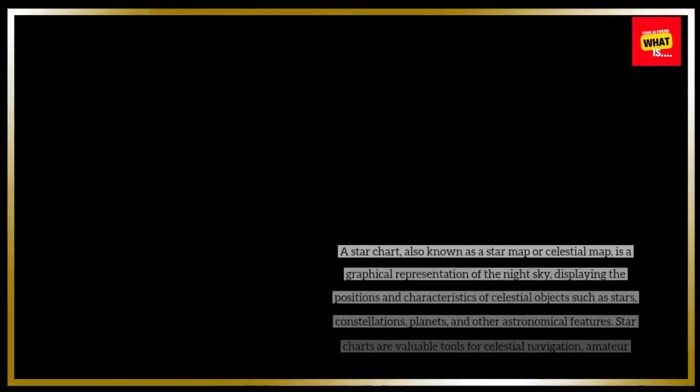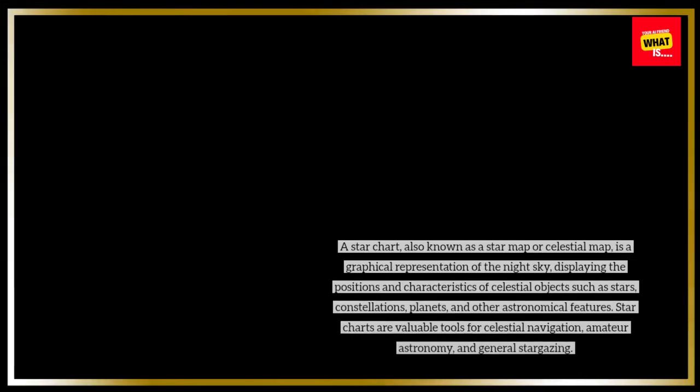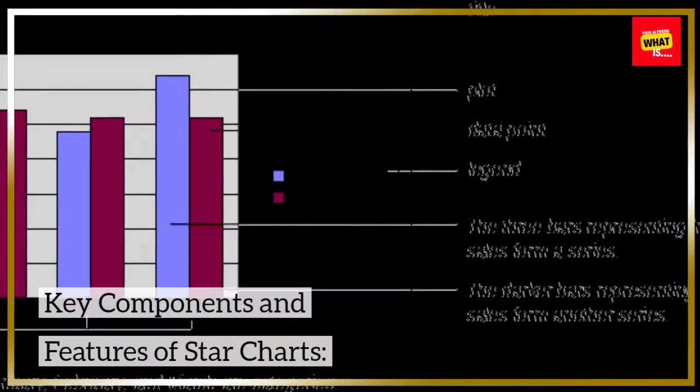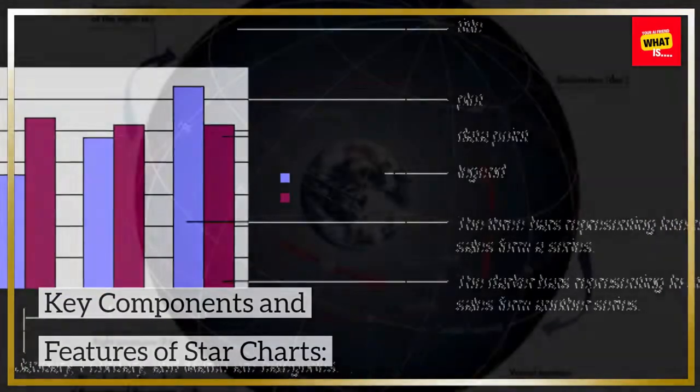A star chart, also known as a star map or celestial map, is a graphical representation of the night sky, displaying the positions and characteristics of celestial objects such as stars, constellations, planets, and other astronomical features. Star charts are valuable tools for celestial navigation, amateur astronomy, and general stargazing. Key components and features of star charts.